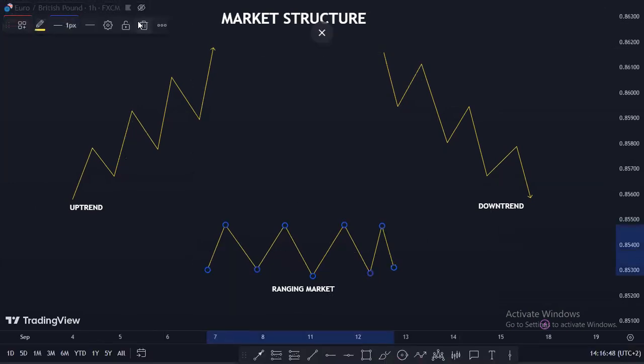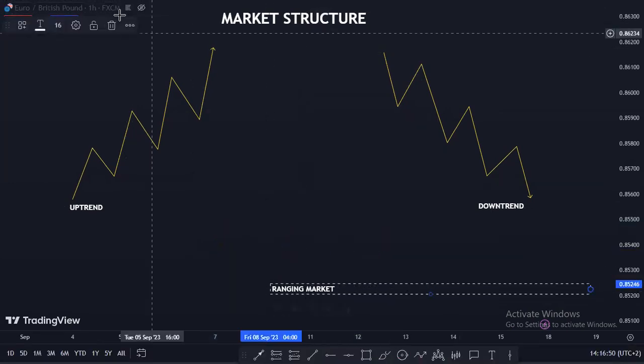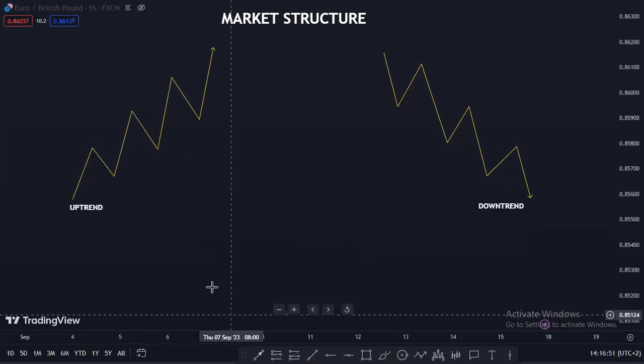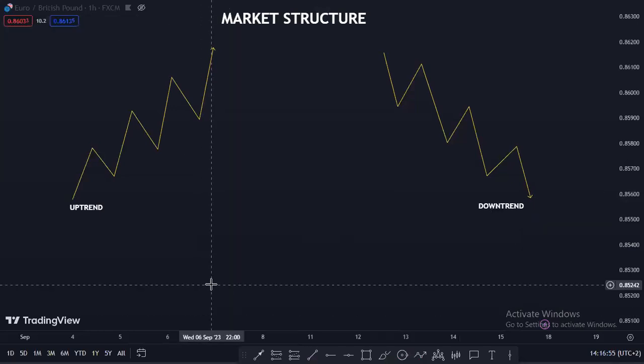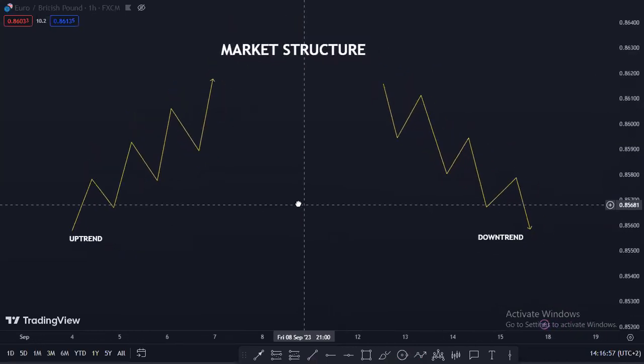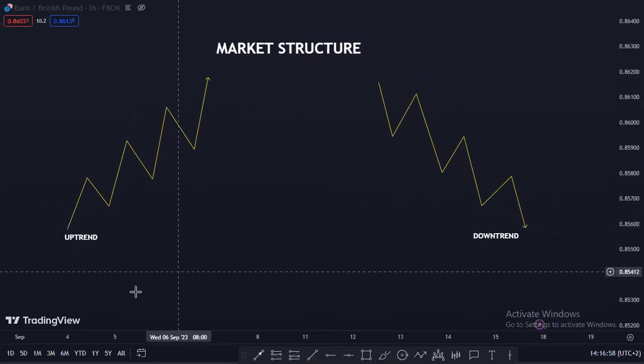And then the ranging market, guys, I'm not gonna lie, I don't trade the ranging market. So let me just remove this, right? The reason why I don't trade the ranging market is because of the way I trade. It doesn't go hand in hand with the ranging market. So how do you identify an uptrend?